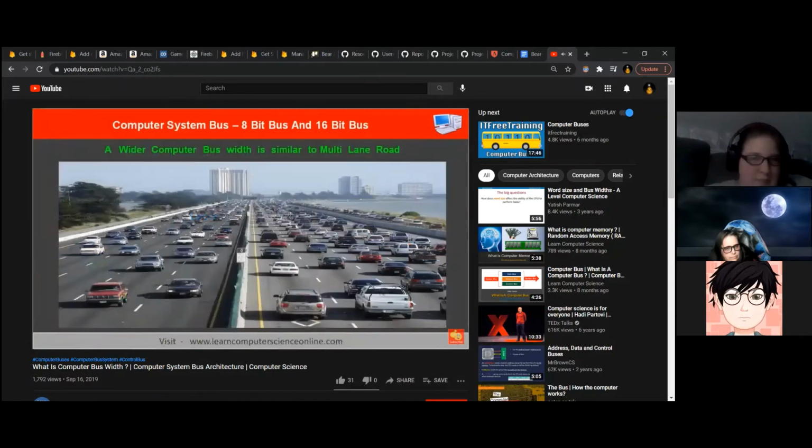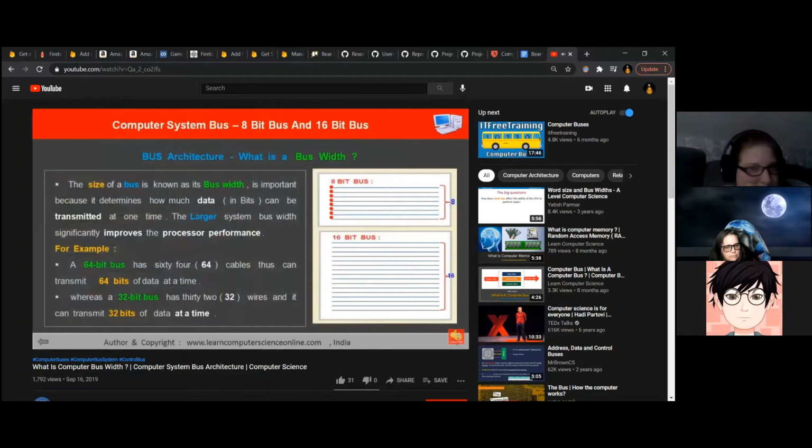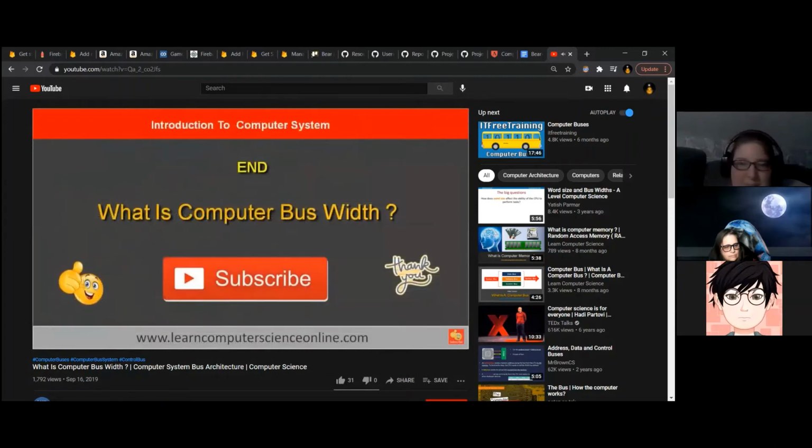We can compare the computer bus width with the number of lanes available on a highway. The road with more lanes can carry more volume of traffic. Similarly, a computer with a higher number of bus lines can carry more data for increased performance. Let us now summarize the computer bus width as the number of bits transmitted in a single operation. In other words, the larger the bus width, the better the computer's processor performance. That brings to the end of this tutorial on what is a computer bus width.